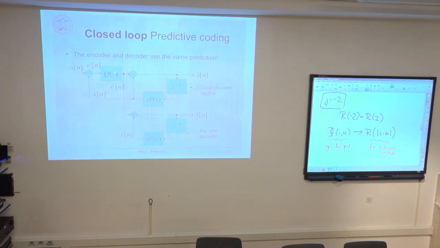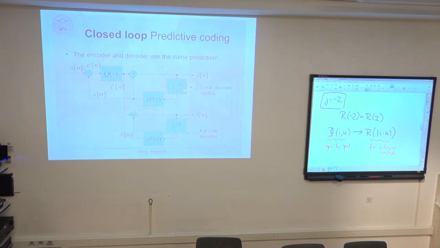Okay, so I have this prediction here. I subtract it from the input signal. I get the prediction residual, which is being quantized. Now after quantization, I simply add back what I have subtracted here. The same prediction is simply added back to the quantized prediction residual, and I get the reconstructed signal.